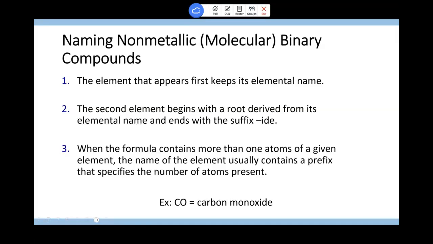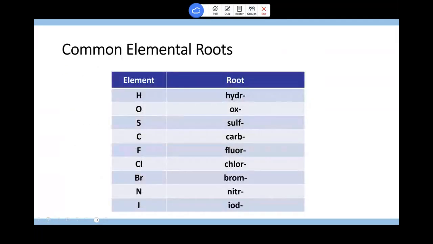And then when the formula contains more than one atom of a given element, the name of the element usually contains a prefix that specifies the number of atoms present. And in this case, if the second atom even just has one, we use this prefix mono. If the first atom only has one, we don't use a prefix, but if there's two or more carbons in the molecule, then it has a prefix. And on the next slide, I have all of the prefixes. No, in 2 slides, I have all the prefixes. Next slide are all the roots.